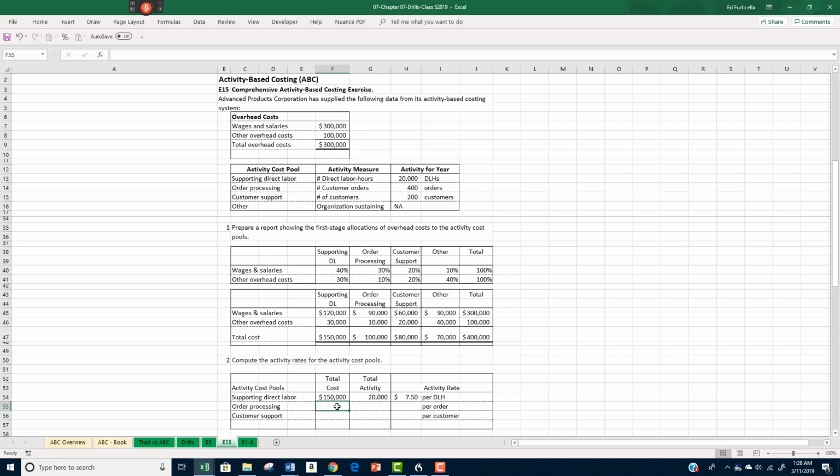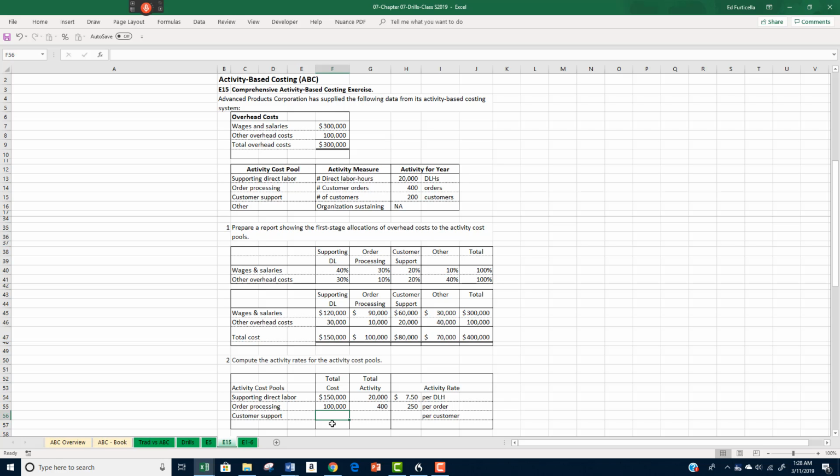Now let's look at order processing. The total overhead cost assigned to order processing is 100,000. The estimated orders for the year are 400. So if we take 100,000 divided by 400 orders, we're saying that it's going to cost us $250 per order. So that's our rate for order processing.